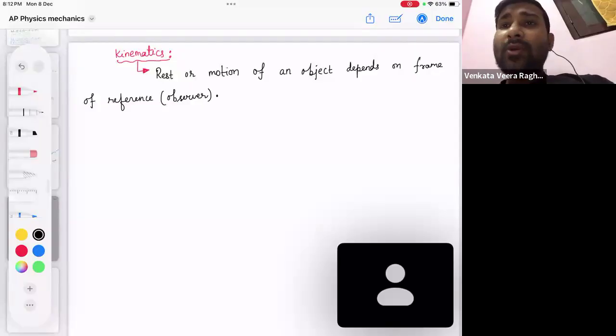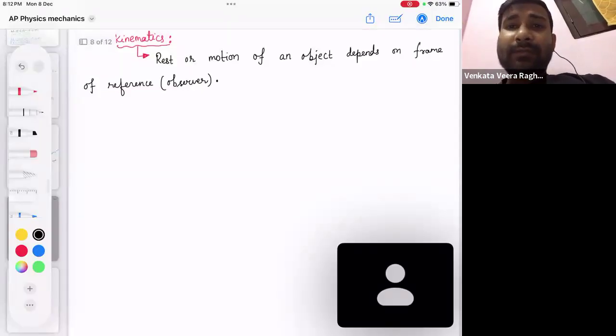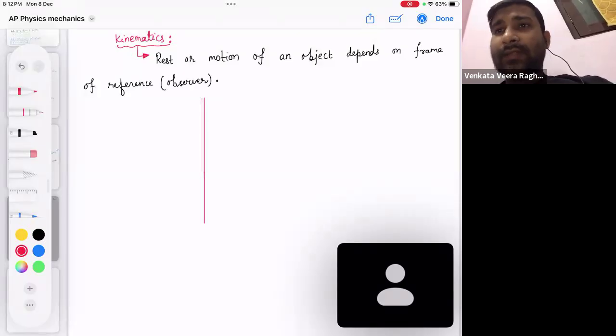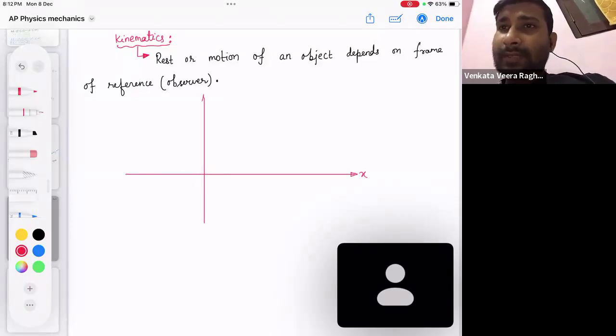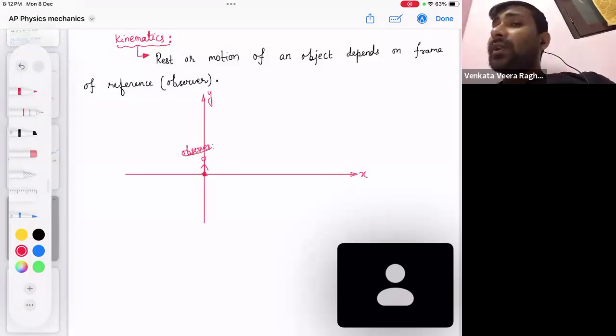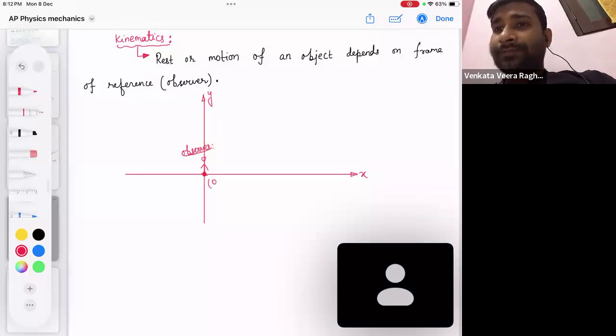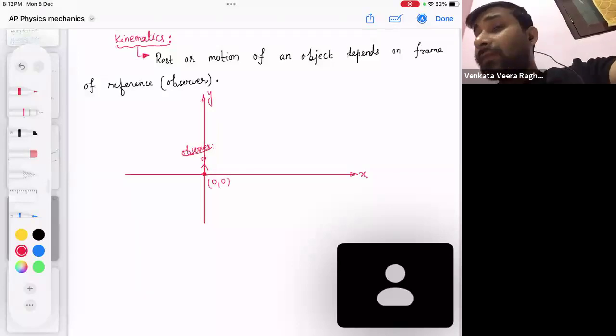So how do we decide about an observer? The simplest form of an observer is this: we have the coordinate axes, X, Y, Z. We keep the observer at the origin of the coordinate system. Let's say this is X, this is Y, and the Z axis is there. We fix the observer at the origin. This is the observer. Now, with respect to that observer, we are going to observe the motion of the particle.